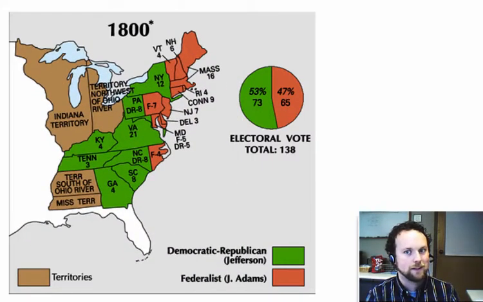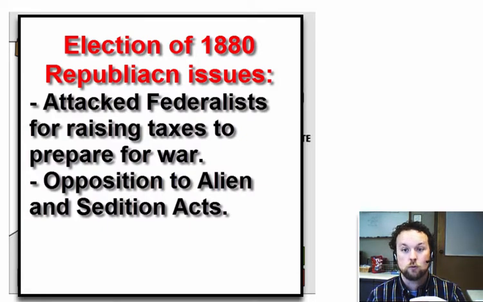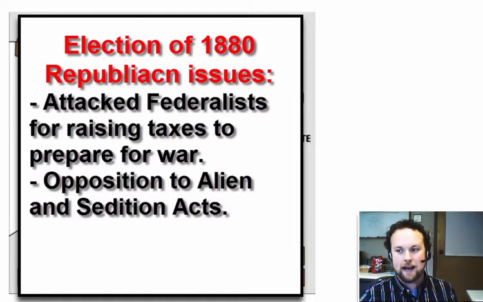I told you we were going to talk about the election of 1800, and here we are. So finally, by the time 1800 rolls around, this cry for war against France had basically faded. People really didn't want to go to war with France anymore. So with the impending war no longer a really big political issue, the Democratic Republicans focused on two major issues for this election. First, they attacked the Federalists for raising taxes to try and prepare for the war. And second, they opposed the very unpopular Alien and Sedition Acts.